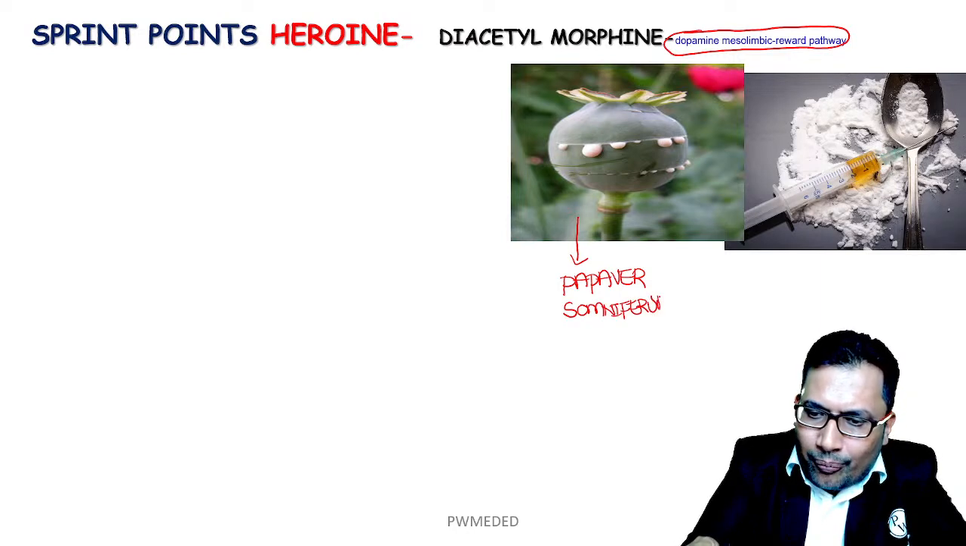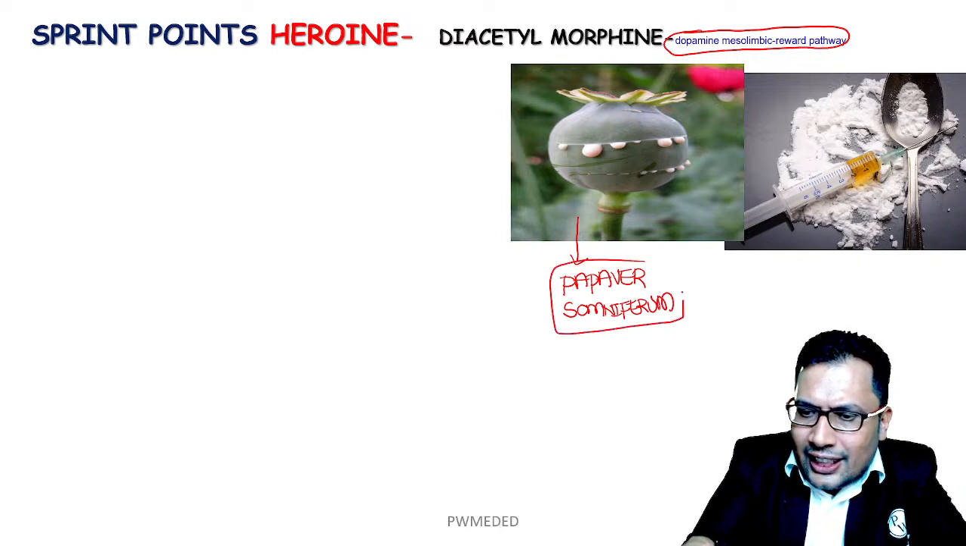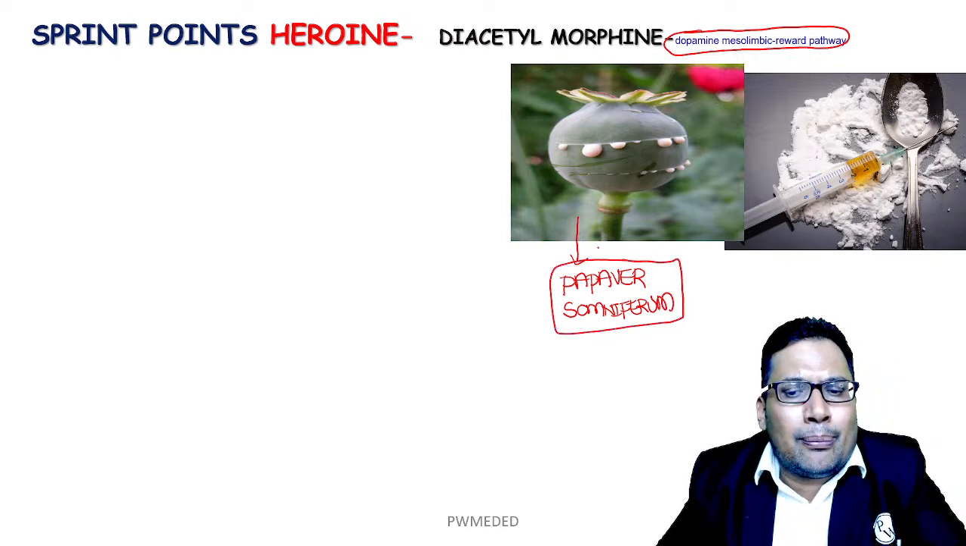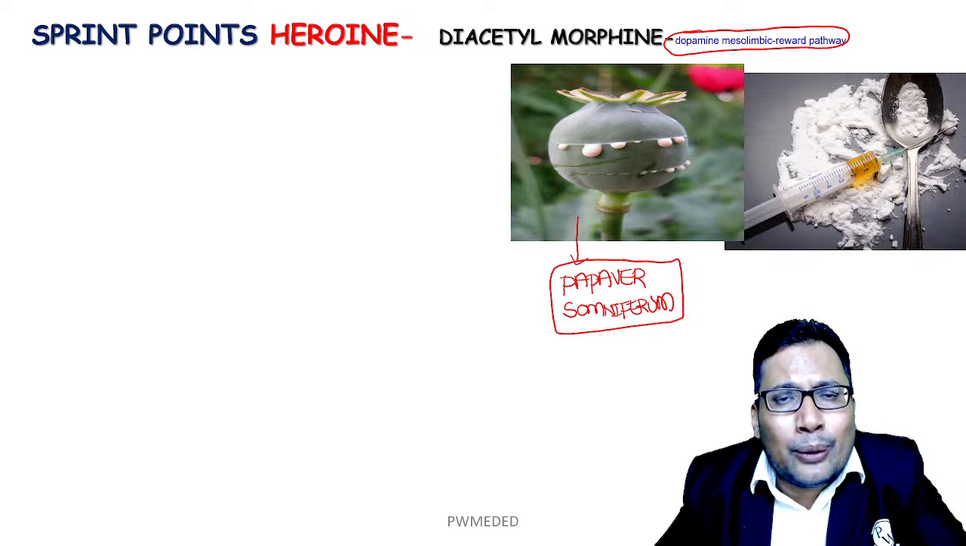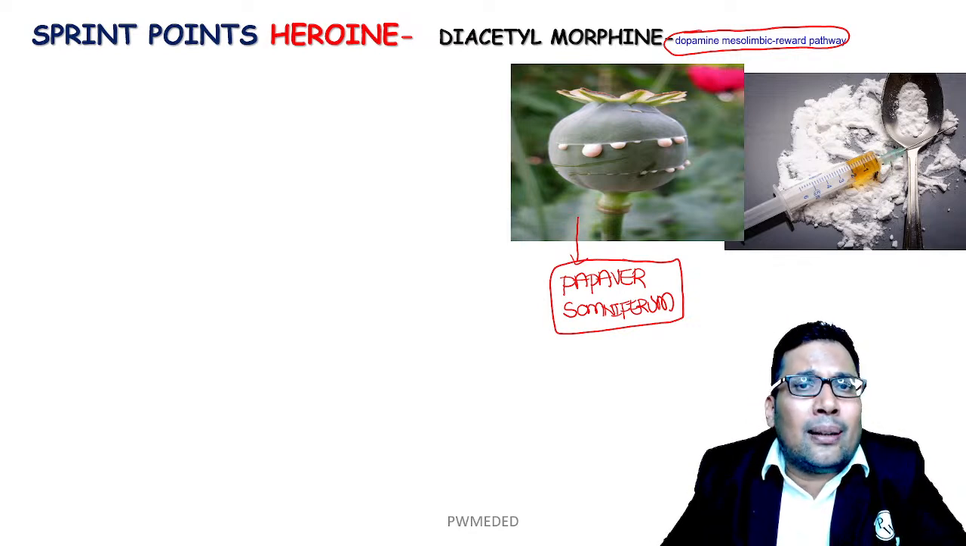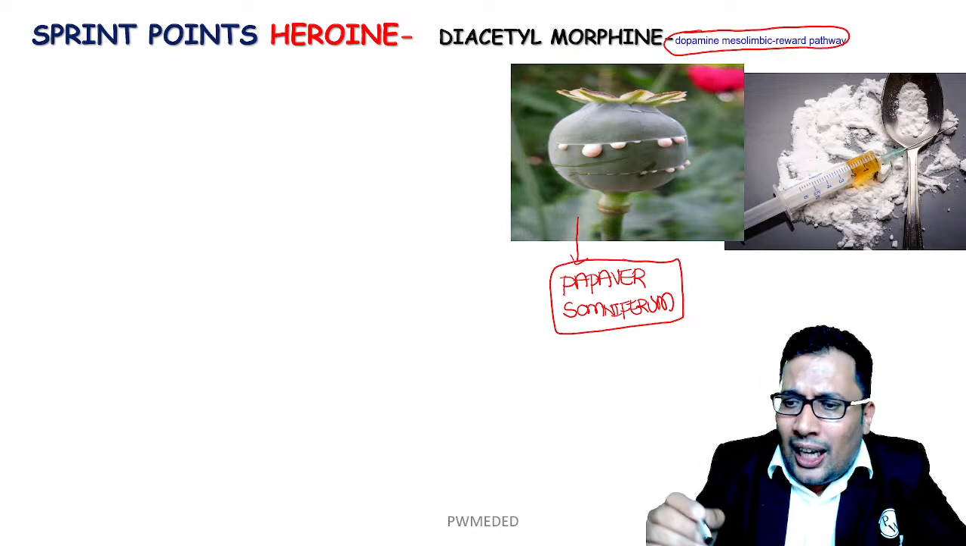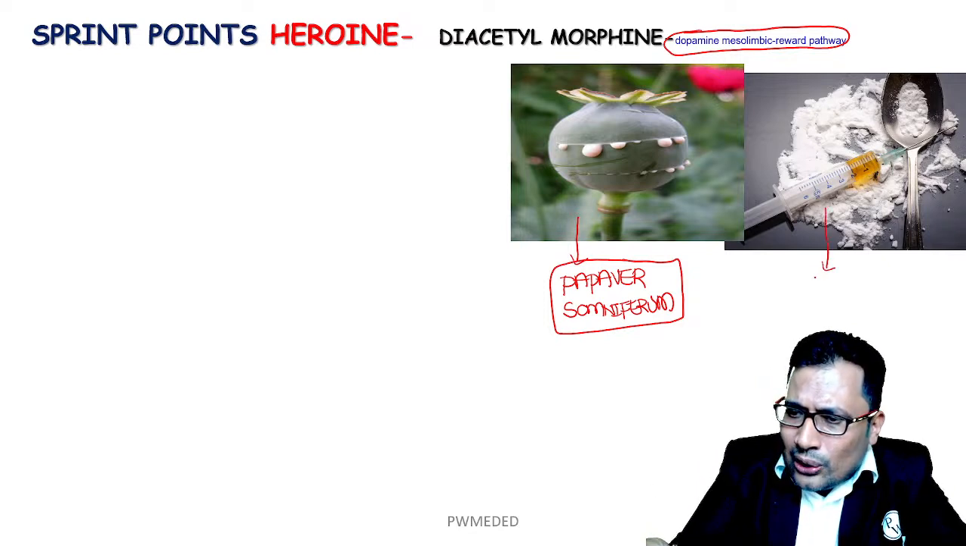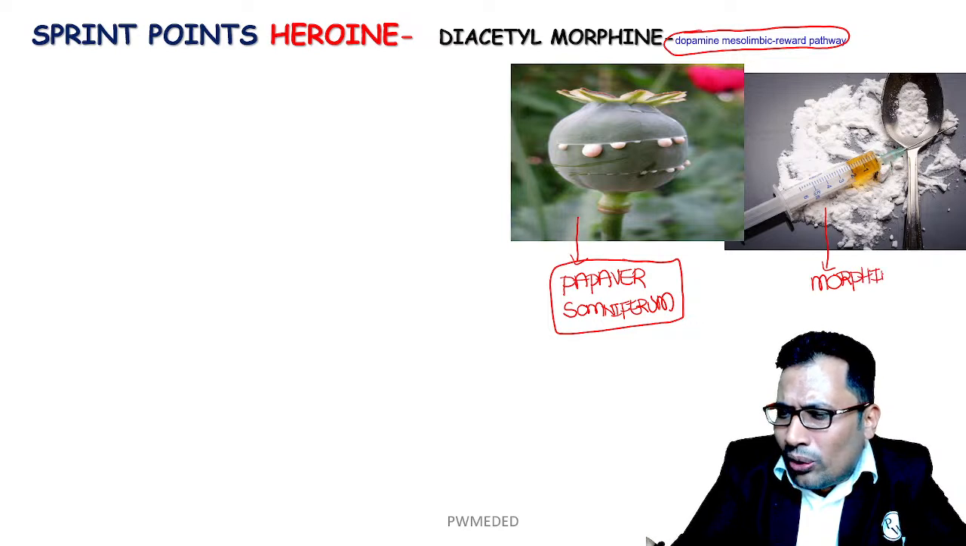Papaver somniferum. So this can be asked as an image based question. All of you remember, this is the Papaver somniferum plant, nothing but the plant of the opium. And we can see the heroin here and also the morphine. Heroin is also known as brown sugar. It is brown in color.